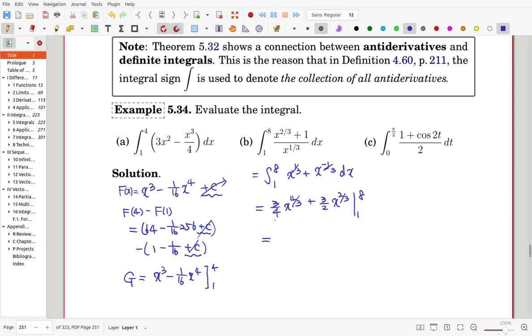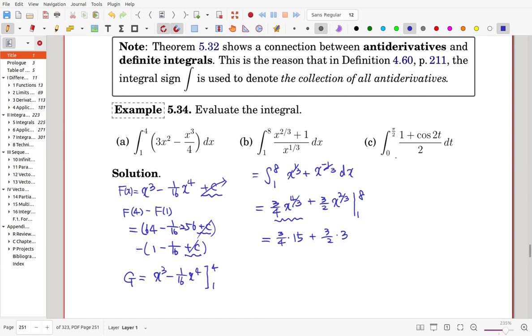Okay, so for this term, if it is 8, then there is a 16. Rather than that way, let's do it in a little more detail. 3 over 4 times, when x is 8, then there is 16, when x is 1, then 1, so that is 16 minus 1, which is 15, plus 3 over 2 times, when x is 8, there is 4, minus 1 is 3. So you can simplify this one.